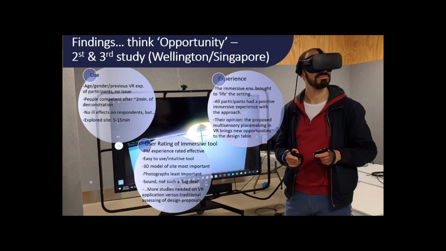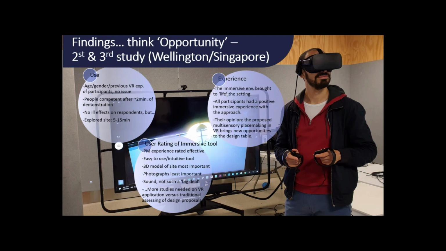You have to understand that in the virtual environment, when you put that headset on the research participants and you're navigating the world in virtual reality, there's a tendency for some people to get sick. It's like riding a roller coaster or something like that. But we didn't have any ill effects from respondents, but you've got to be cautious with that. And generally people explored the virtual world for about 5 to 15 minutes, and then they got bored of it.